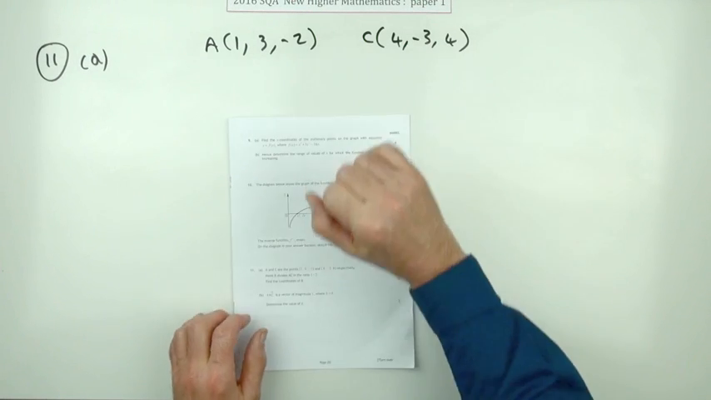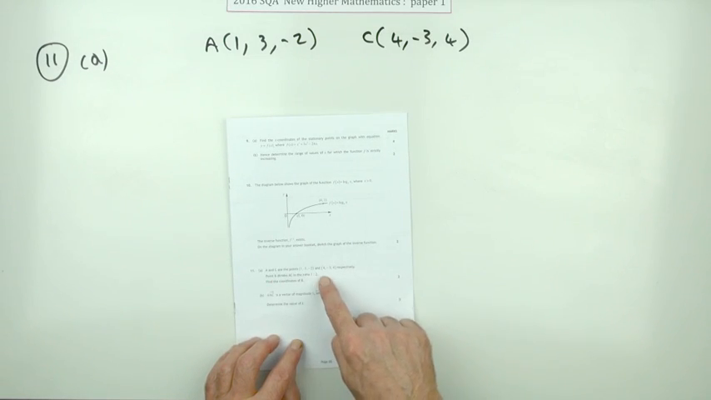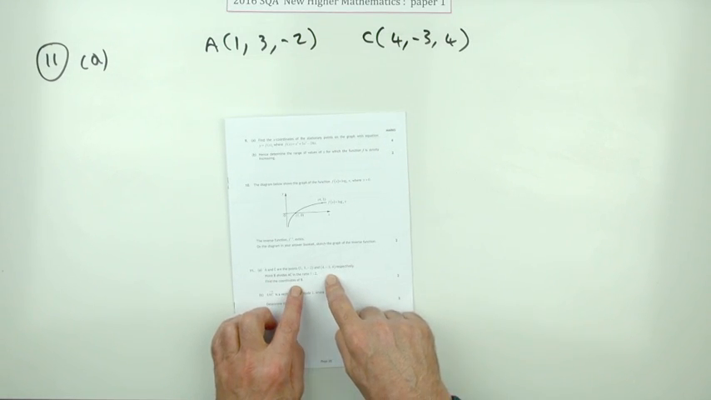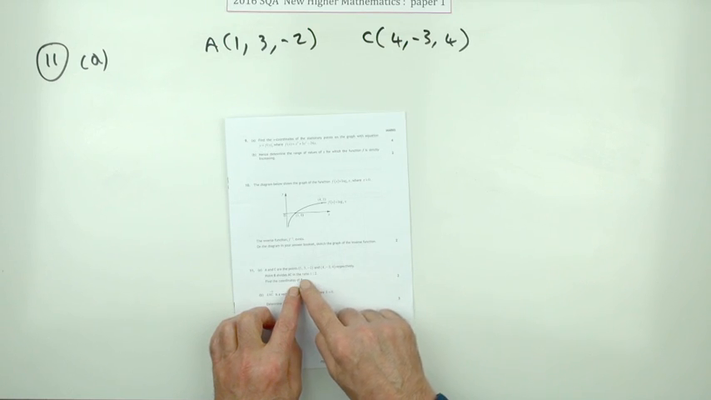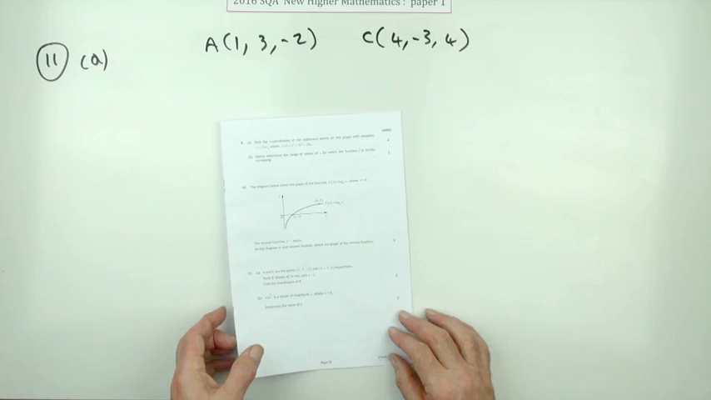So number 11 then from the 2016 Higher Maths Paper 1. First part just for 2 marks. There's that question there that can be done in all sorts of different ways. Find the coordinates of a point which divides a line in a given ratio. Now there's only 2 marks for this.